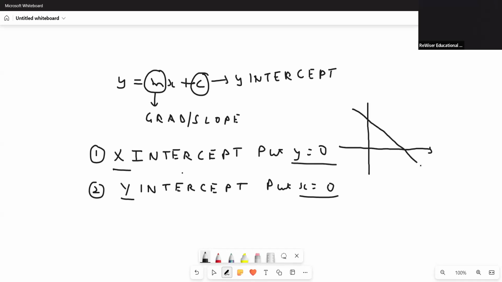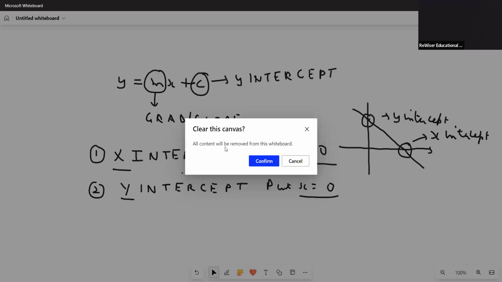That means if this is the sketch of a line, this point where it's cutting the x-axis is called the x-intercept. And the point where it's cutting the y-axis is known as the y-intercept. So as you can see, y-intercepts lie on the y-axis, so obviously it will not have an x-coordinate. And since x-intercepts lie on the x-axis, it will not have a y-coordinate.